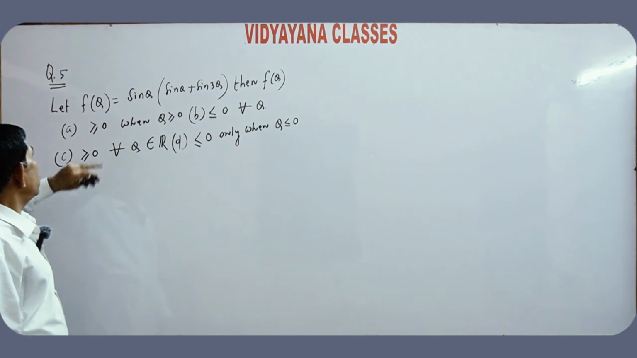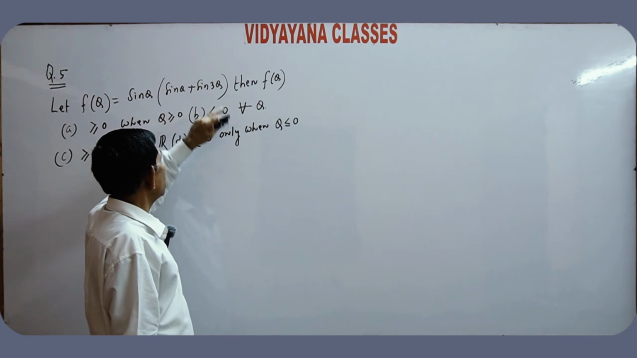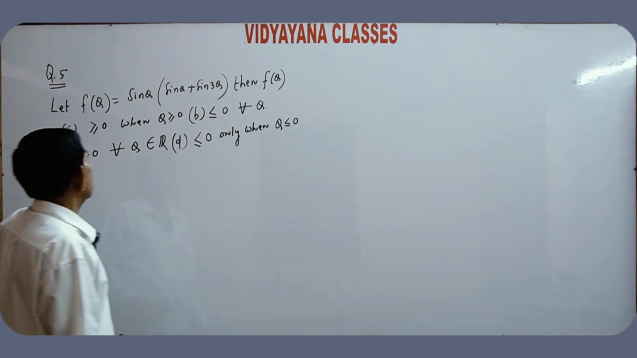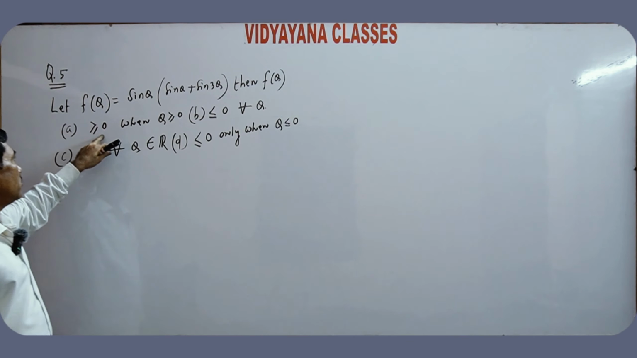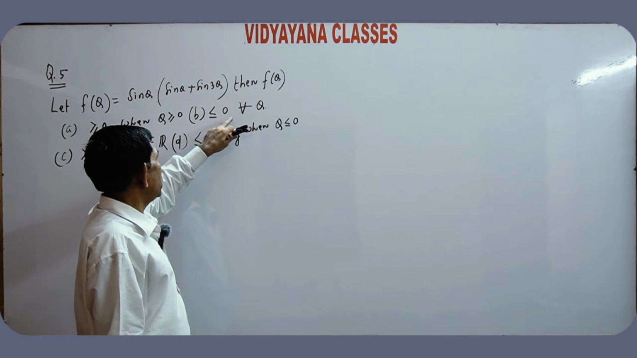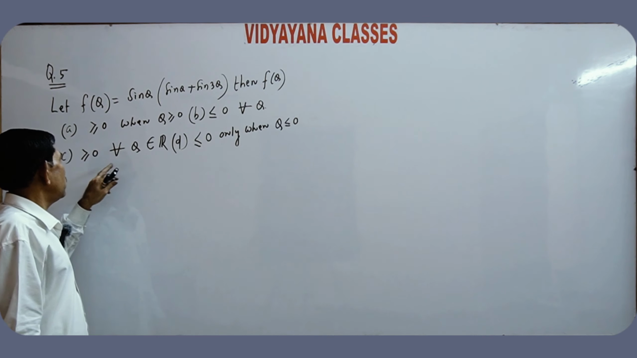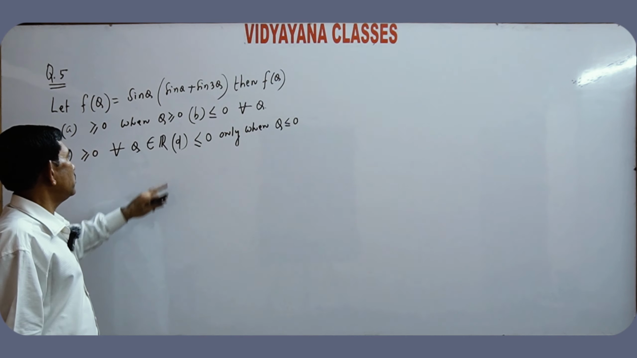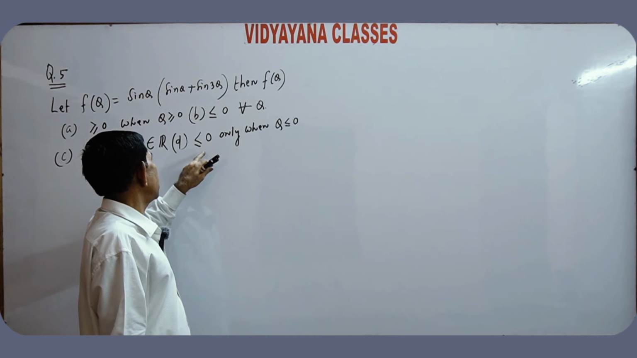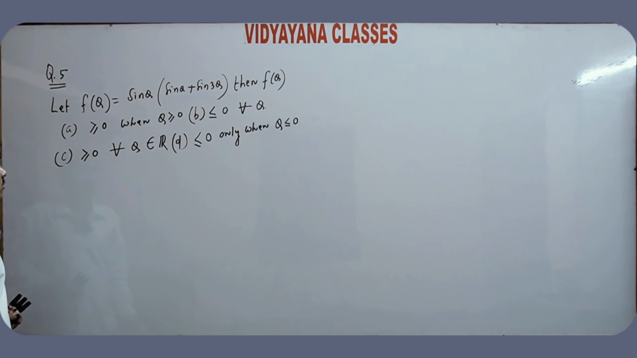Question number 5. Let f(theta) is equal to sin theta into sin theta plus sin 3 theta. Then f dash theta is: A, greater than or equal to 0 when theta is greater than or equal to 0. B, less than or equal to 0 when theta is greater than or equal to 0. C, greater than or equal to 0 for all theta belonging to the set of real numbers. D, less than or equal to 0 when theta is less than or equal to 0. Solution.